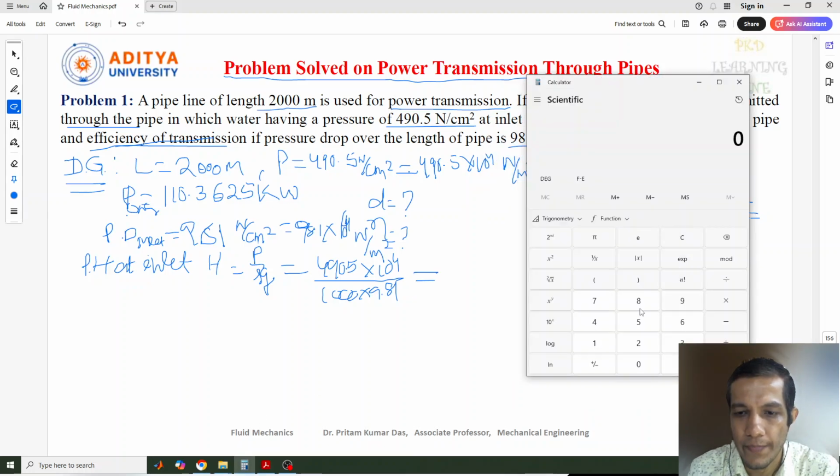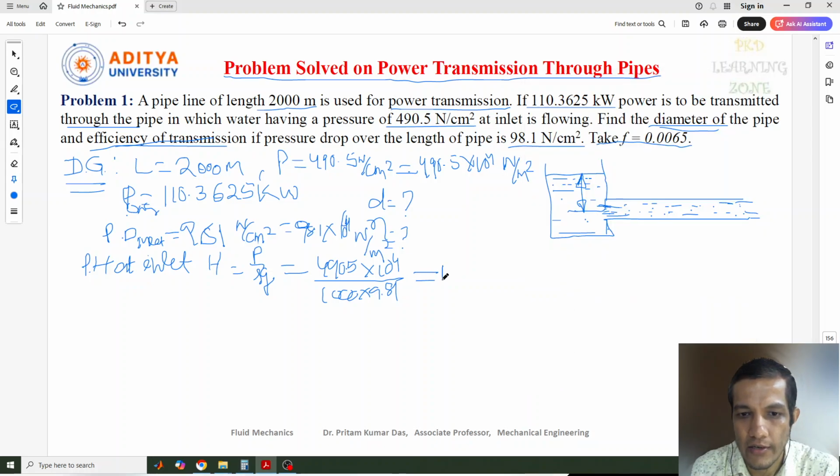So let's solve this one. This is 490.5 divided by 9.81, which is 50, into 10 to the power 4 over 10 to the power 3. If you cancel it, only 10 will be there. So just multiply this by 10, so this is 500. This is the head. The pressure head at the inlet is 500 meter. Now here one more term is given, F. The value of F equal to 0.0065. This is the value of the friction factor.